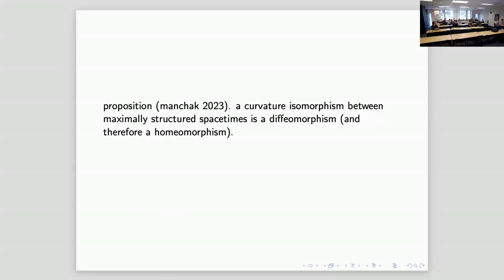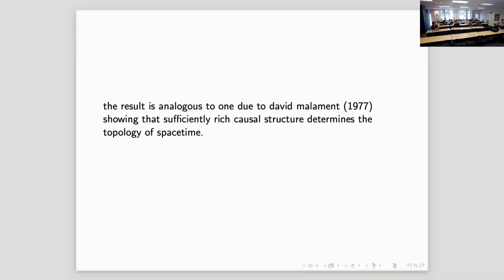Okay, but here's the upshot. If we're willing to go up the hierarchy as high as maximally structured spacetimes, well, a curvature isomorphism between those spacetimes must be a diffeomorphism, and hence a homeomorphism. So this result is exactly analogous to one due to David Malament in his dissertation, showing that sufficiently rich causal structure determines the topology of spacetime.